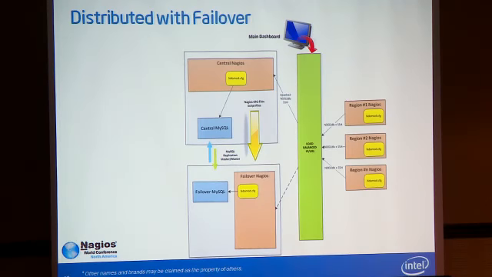What does this mean? If this master goes down, this failover takes place, and this dotted line becomes a firm line, and all requests going from the main dashboard go to this failover, and the distributed nodes also send data to this one.